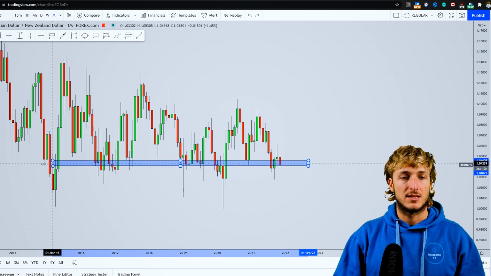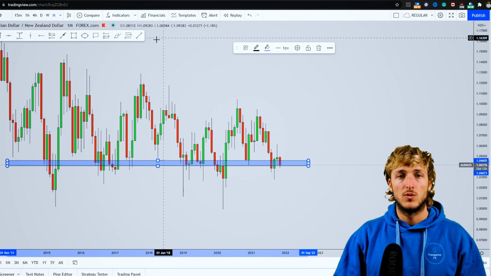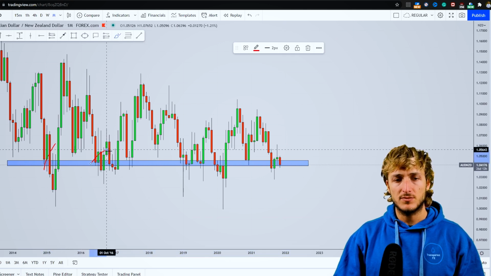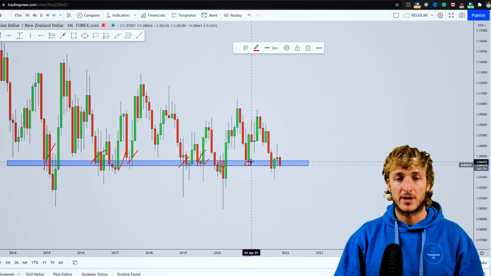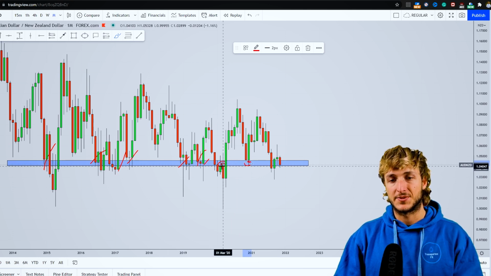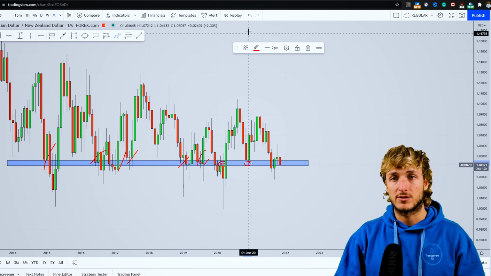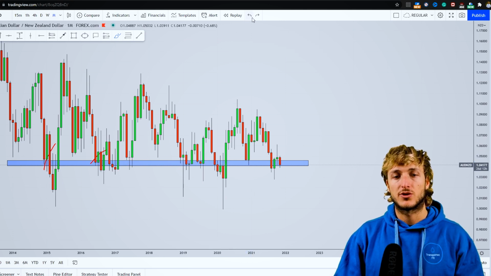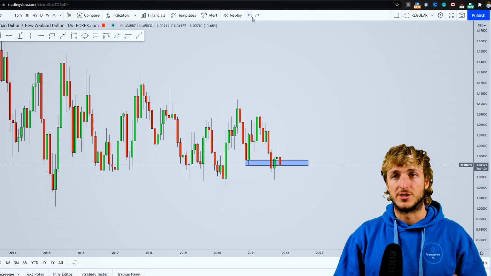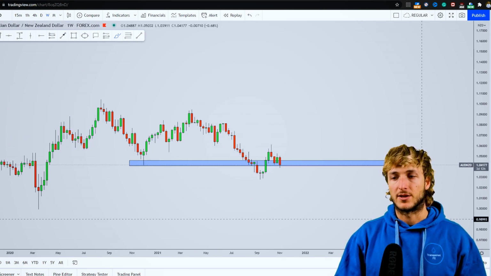Now if we extend this area to the left, we can see how also in the past this zone was respected on multiple occasions by the market, either as support or as resistance after the market broke it to the downside. So this is a very strong historical structure level for this market. So on the monthly, we can expect a rejection.